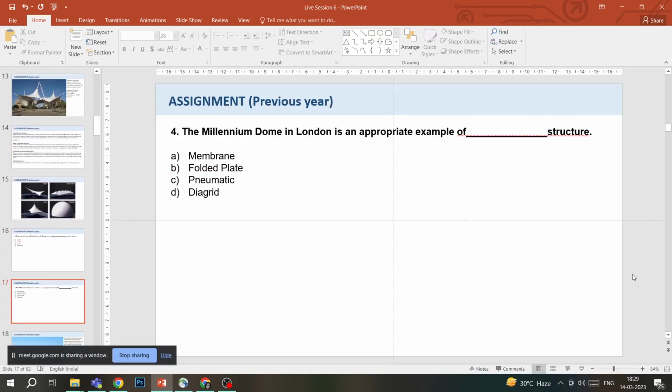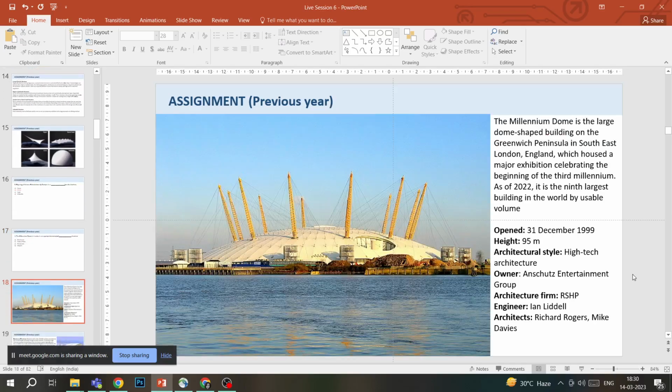Next, question number 4. The Millennium Dome in London is an appropriate example of dash structure. Membrane structure, folded plate structure, pneumatic structure, or a diagrid structure. So we will see how the Millennium Dome looks first, and then we will see, because some of these terms I have already covered, but I have still added the information later in this PPT, so I will quickly cover all those points. So we will move forward.